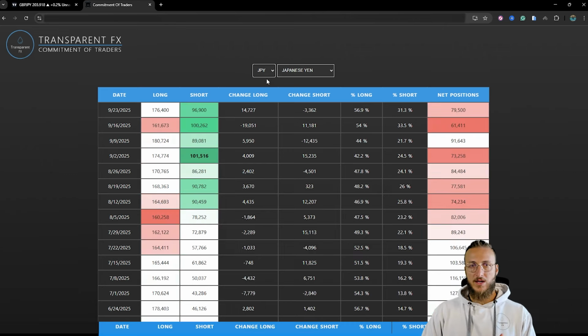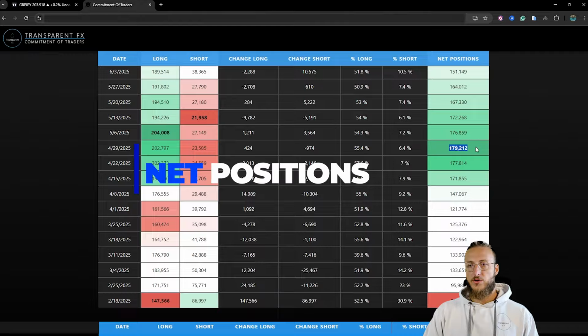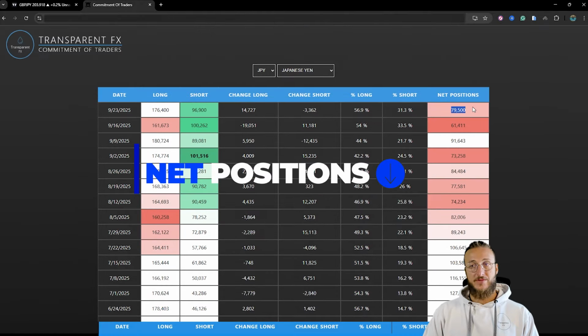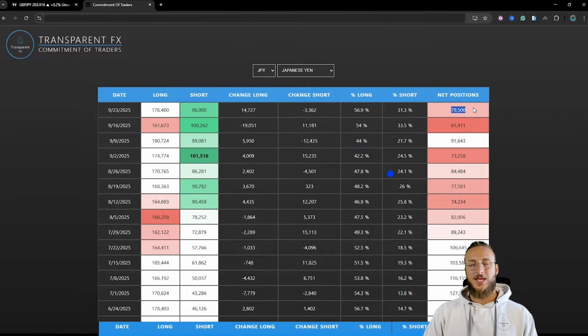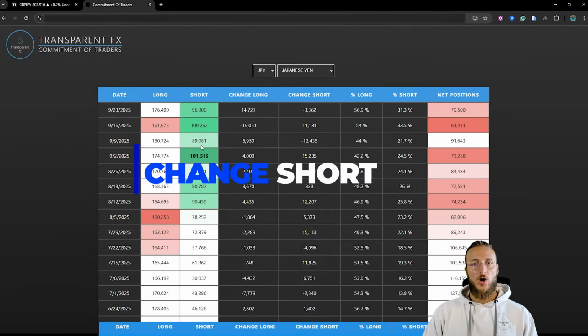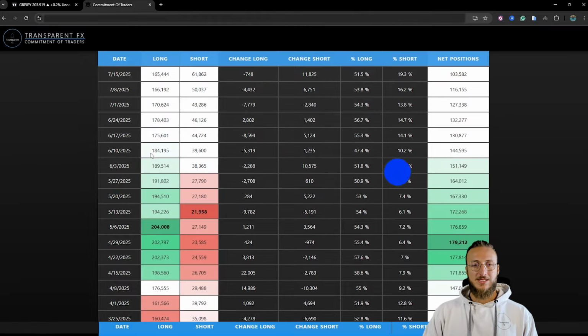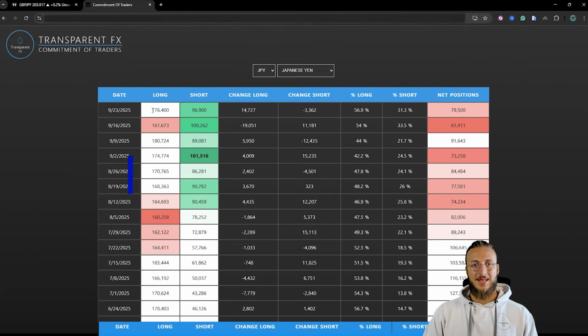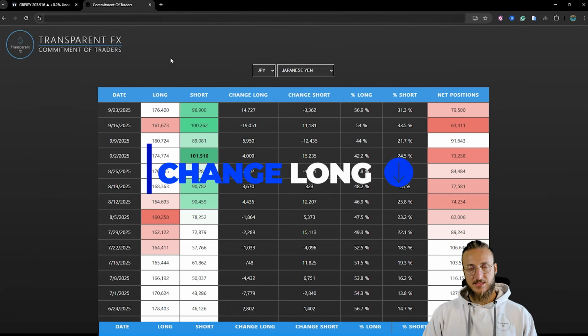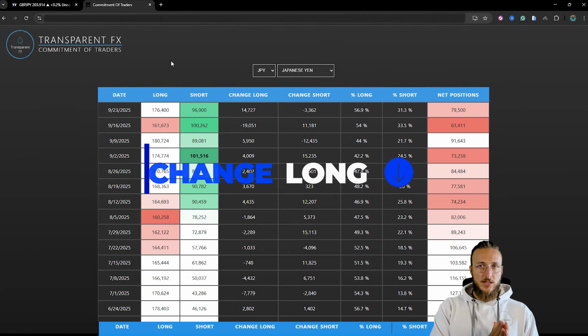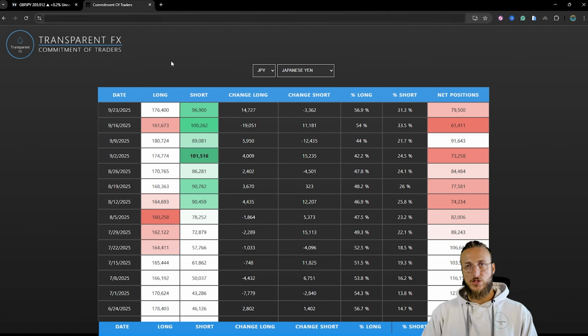We move to the JPY and we can see that the actual complete opposite was happening. Net positions were getting decreased. We went from 179K all the way down to 79K. So essentially 100K net positions getting closed, with shorts here being added, going from 21K all the way up to 96K shorts from an institutional perspective, longs getting decreased from 204K down to 176K.